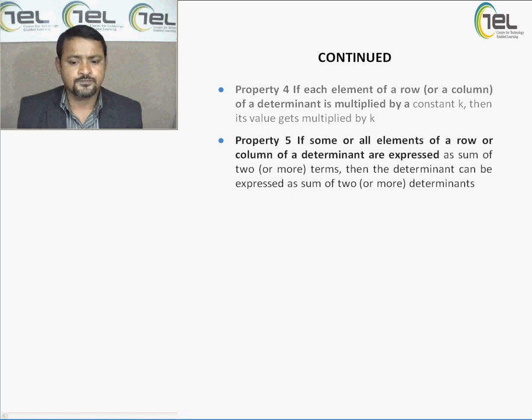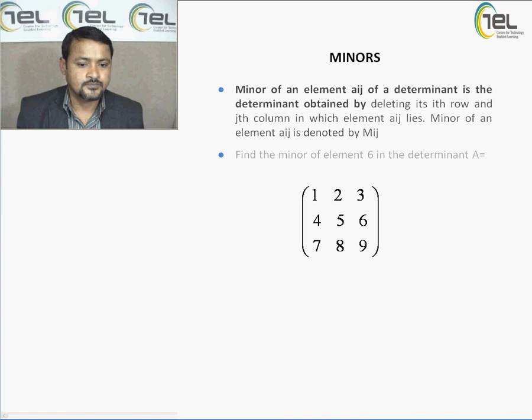The next property is, if all elements of a row or column are expressed as the sum of two terms, then the determinant can be expressed as the sum of two determinants. We can derive both the determinants separately and then add them together at the end.